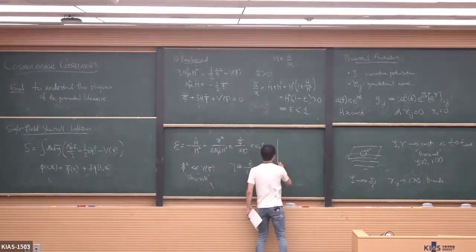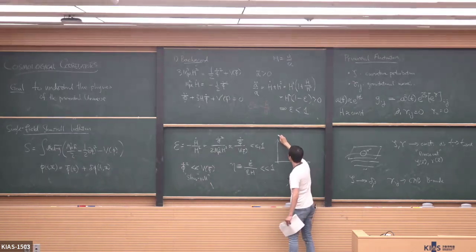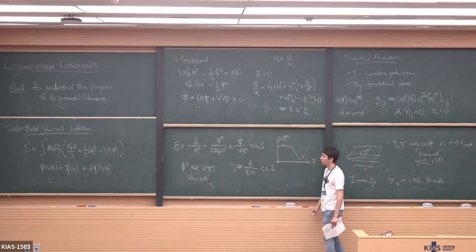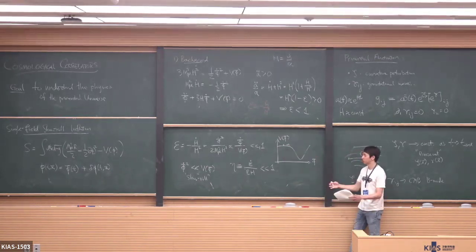So you've probably seen this picture of the potential for the inflaton. We basically want something like this, where the inflaton sits on the top of the potential, and then it slowly rolls down the potential with a small kinetic energy.